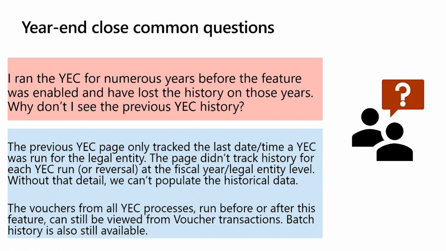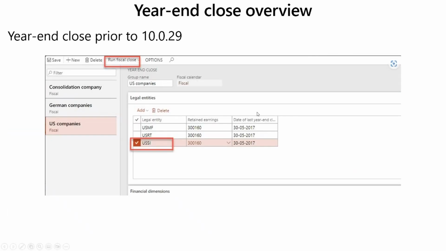So let's talk a little bit about some questions that we often hear from our users specifically around this new feature. The first one we hear often is, I ran a year-end close for numerous years before the feature was enabled, and I've lost the history for those years. Why don't I see the previous year-end close history? So the answer to that, and I'm actually going to re-show you the original or previous year-end close window. The date of last year-end close was the only history we actually maintained about your year-end close within the year-end close process itself. So what this date does is it's literally a single field.